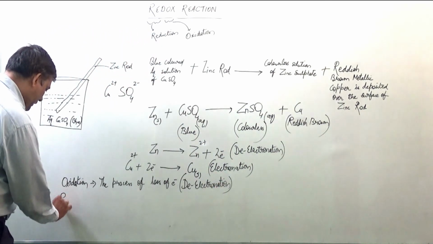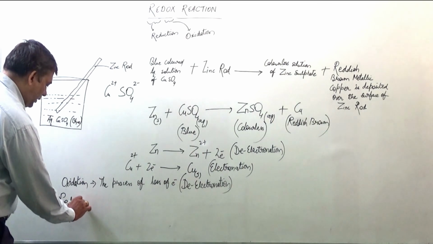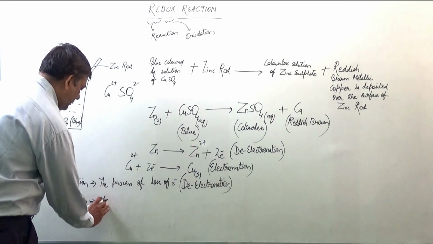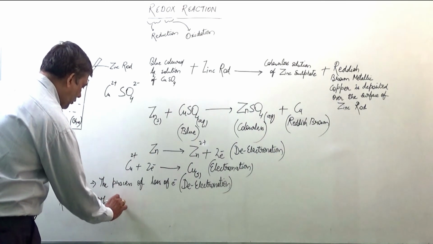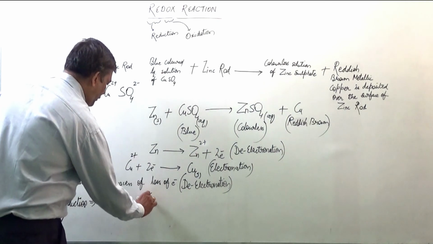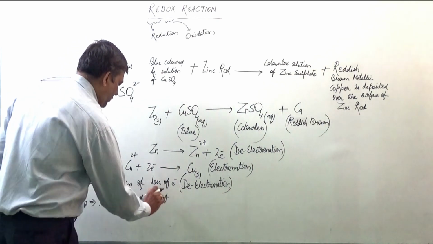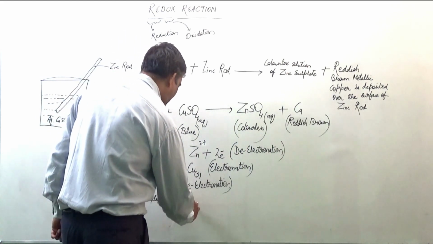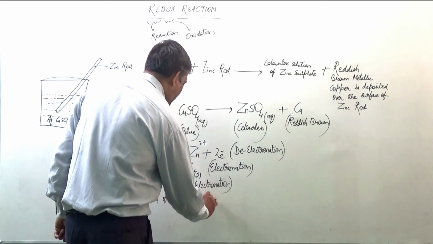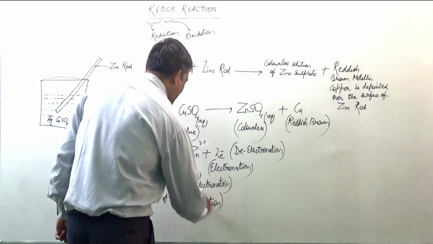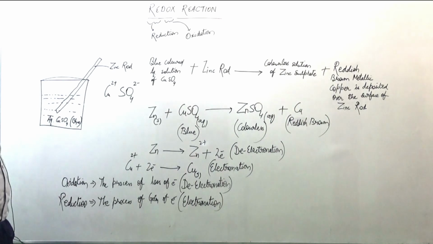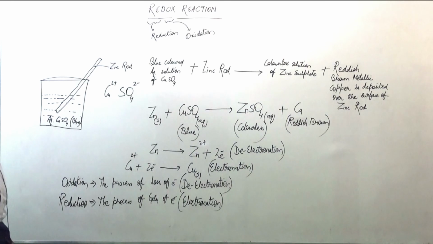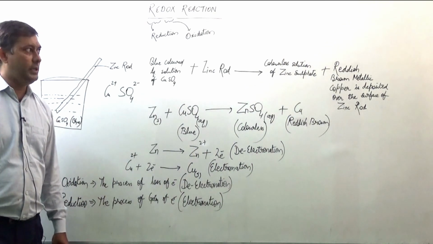And the reduction process is a process of gain of electrons, or we can call it electronation. The process of electronation is called reduction. And we are all familiar with the terms oxidizing agent and reducing agent.